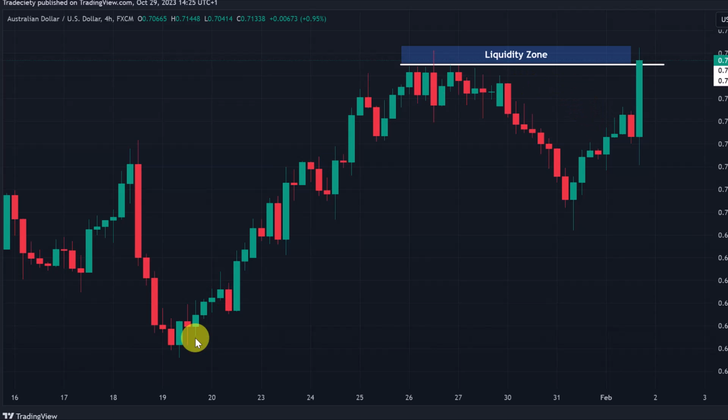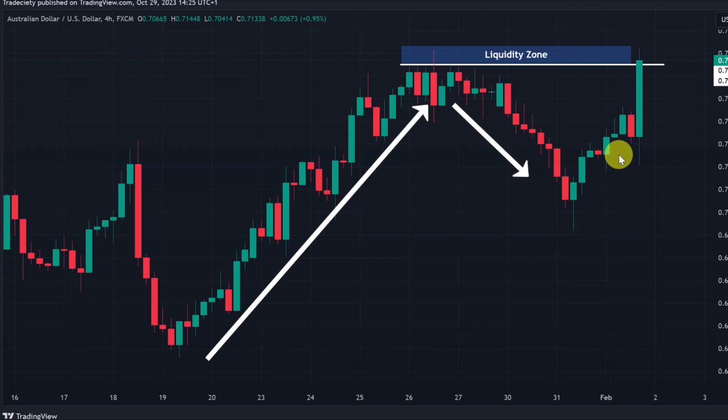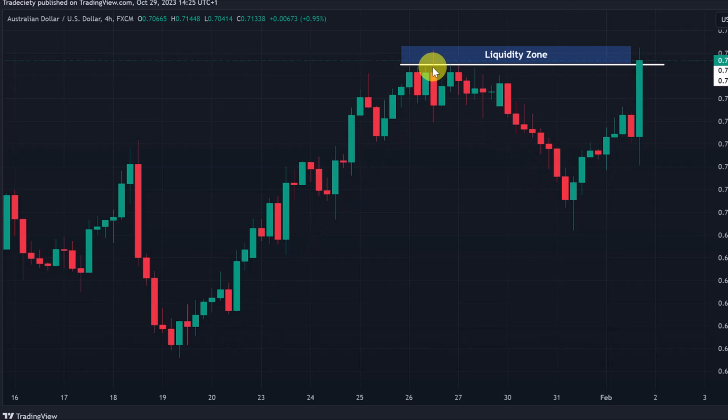So what we see here is the market has been in an uptrend, the market moved lower, and then we are shooting back inside the highs. We are taking out the highs. A lot of traders will refer to this as a liquidity zone. Why is that the case? Because a lot of traders will have stops and targets above the highs that we are seeing here.